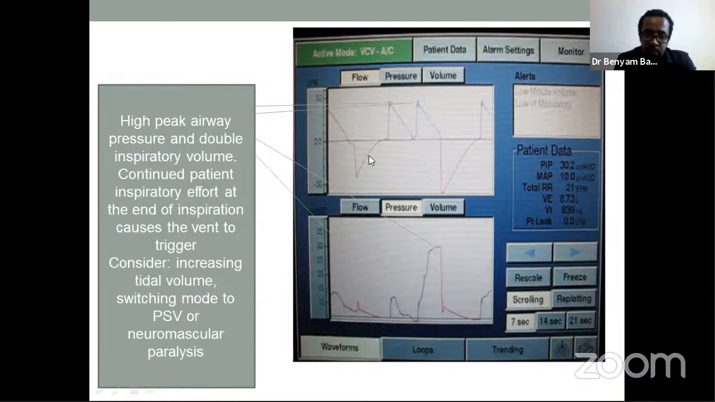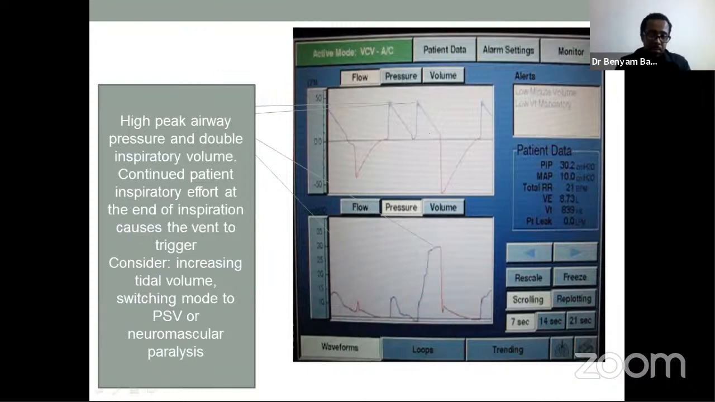This happens when we set the pressure sensitivity. If we make it small, for example, ideally it should be 2 centimeters of water. If you make it 1, a slight movement in pressure will be detected as patient effort, so the machine will deliver the breath. Again, this will cause desynchrony. So it will cause air trapping, auto-PEEP.